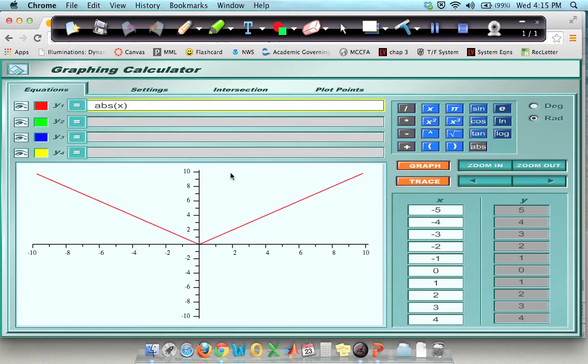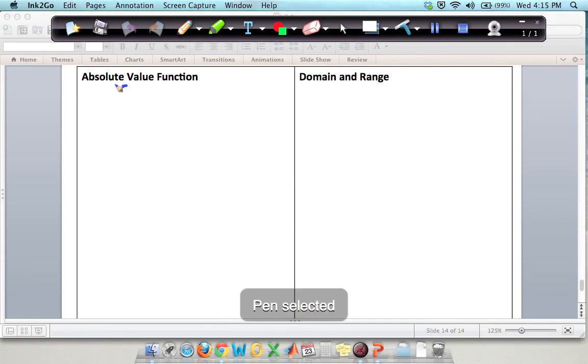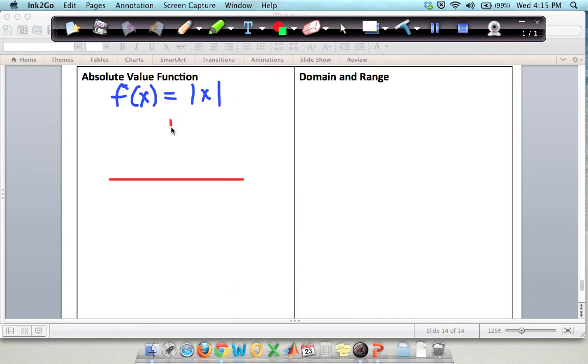Notice instead of the U shape like the quadratic was, this is a V shape. So let's go ahead and draw this. Okay, so we're going to have two straight lines through here. V shape. All right, there's our absolute value.